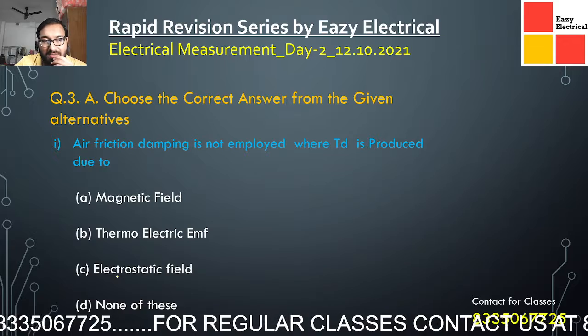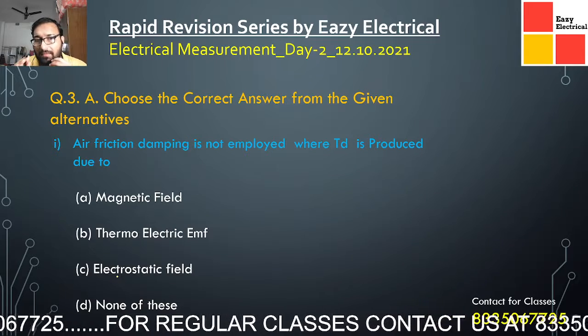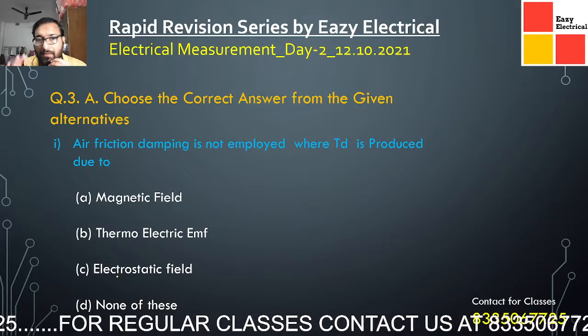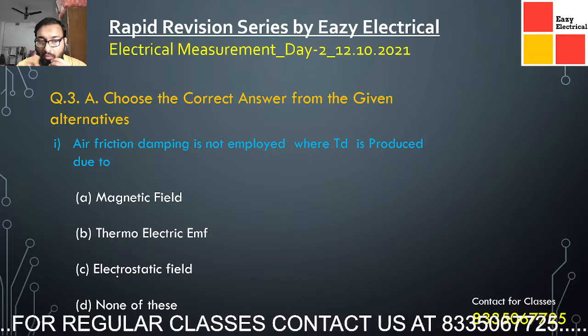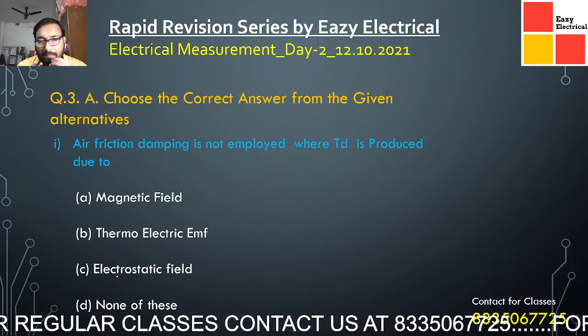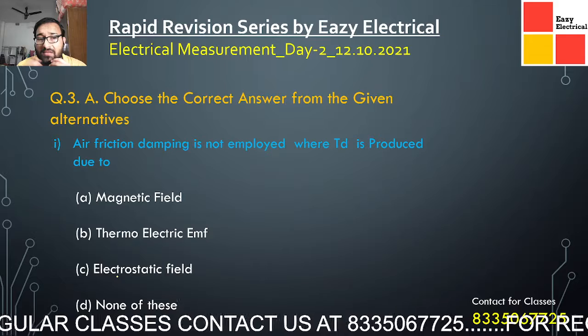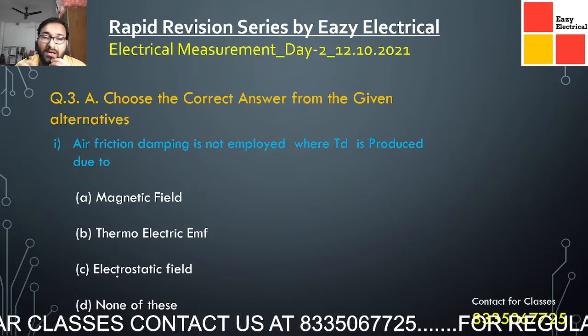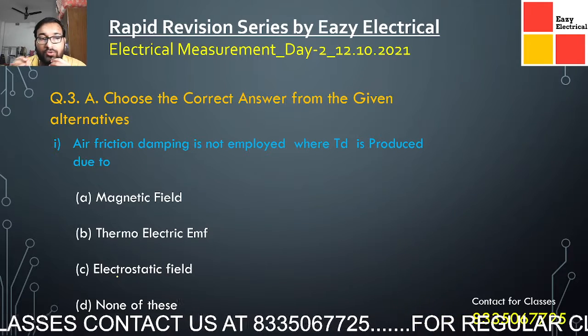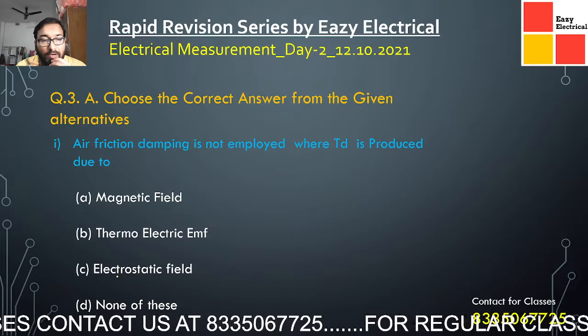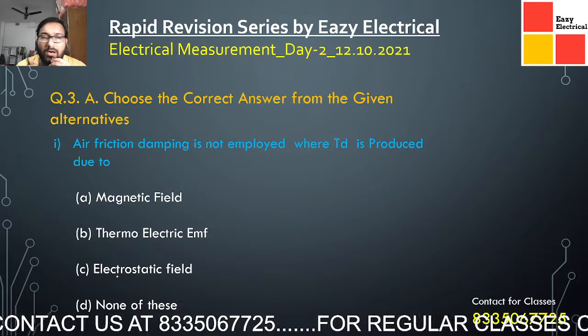Now coming to the next question. We all know that three types of damping are basically used: air friction damping, fluid friction damping, and eddy current damping. One question is asked from air friction damping: air friction damping is not employed where the deflecting torque is produced due to magnetic field, thermoelectric effect, electrostatic field, or none of these.